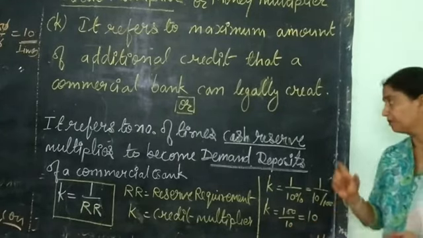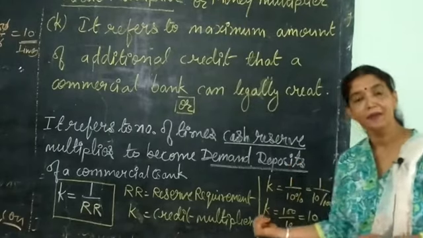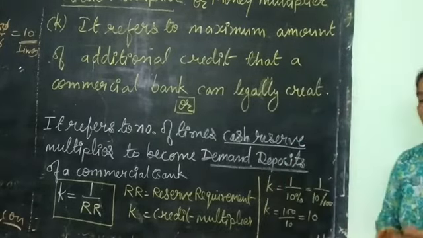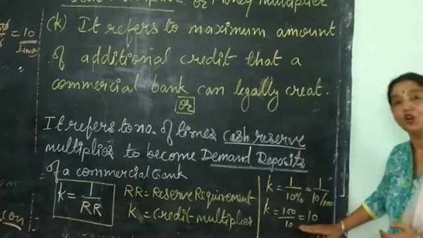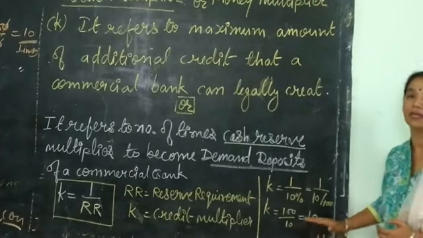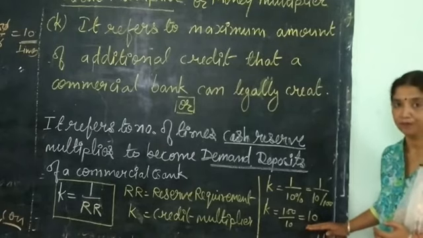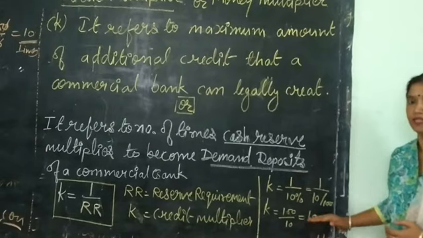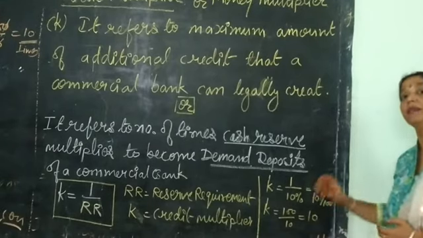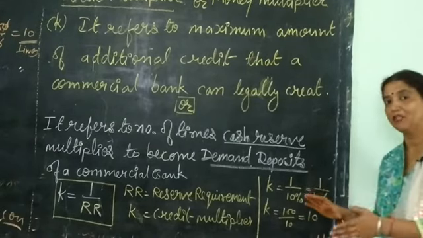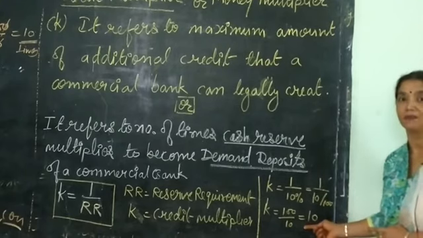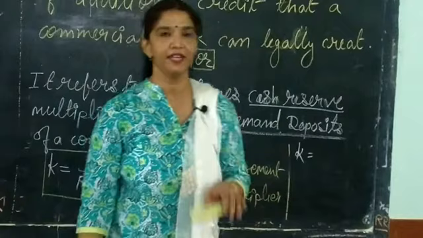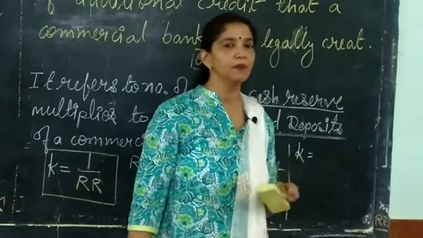It means by the credit multiplier, the credit which will be created in the economy is 10 times the total demand deposits. It will be 10 times the total deposits. That's why this is called a multiplier. Demand deposits multiply 10 times to create additional credit.